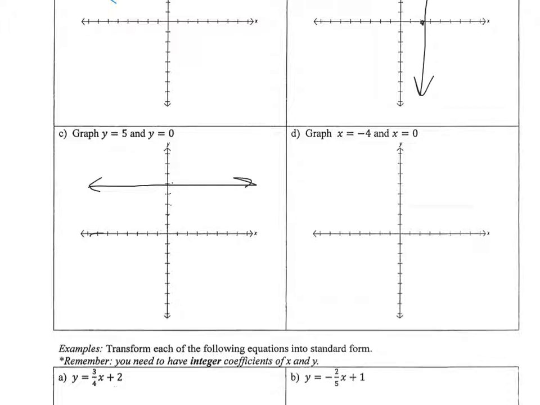And y equals 0 is like this. It's on the x-axis. So this is y equals 0 no matter what x is. Here, no matter what x is, y is always 5. No matter what x is, y is always 0. Same over here. No matter what y is, x is negative 4. And x is 0.